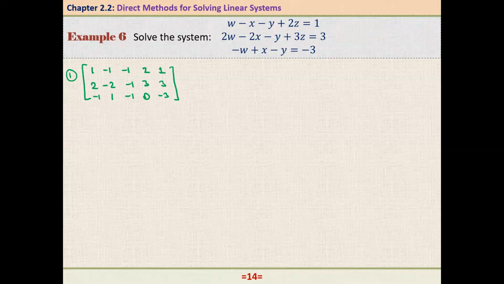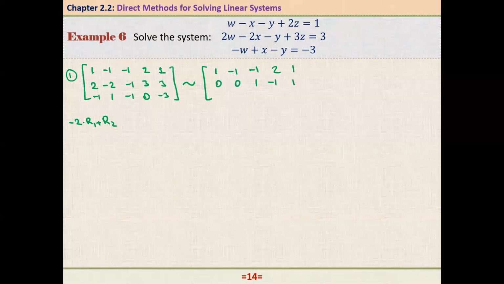In the second step, we need to reduce this to row echelon form. And to do this, let's say 1, -1, -1, 2, 1. Let's just multiply the first row by -2 and add it to the second row. What do we have here? -2 times 1, -2 plus 2, so here we have 0. -2 times -1 is 2, plus -2 is equal to 0. And -2 times -1 is 2, plus -1 is equal to 1. And here we have -4 plus 3, it is -1. -2 plus 3 is equal to 1.